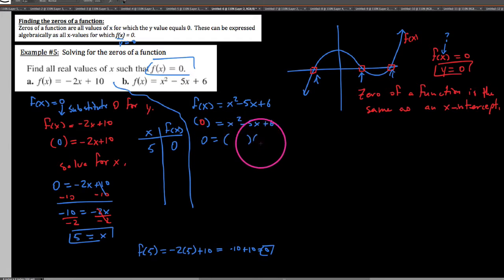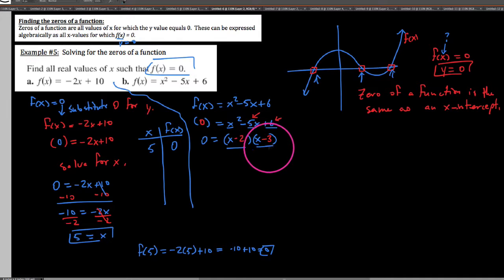I notice that this right side is a trinomial. It has 3 terms here and an a value of 1. Since that's the case, what I'm trying to think of are 2 values that multiply out to be a positive 6 that add up to be a negative 5. What I recognize is that 2 numbers that multiply out to be 6 and add up to be 5 are 2 and 3. And because they have to multiply out to be a positive 6 but add up to be a negative 5, they must both be negative here.